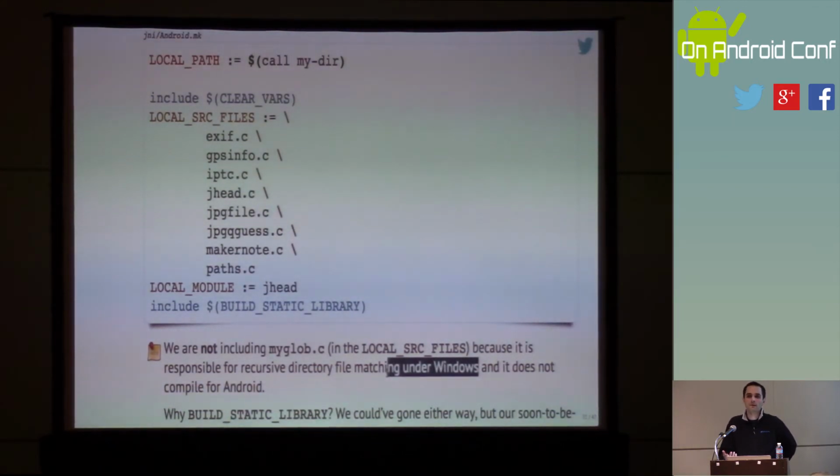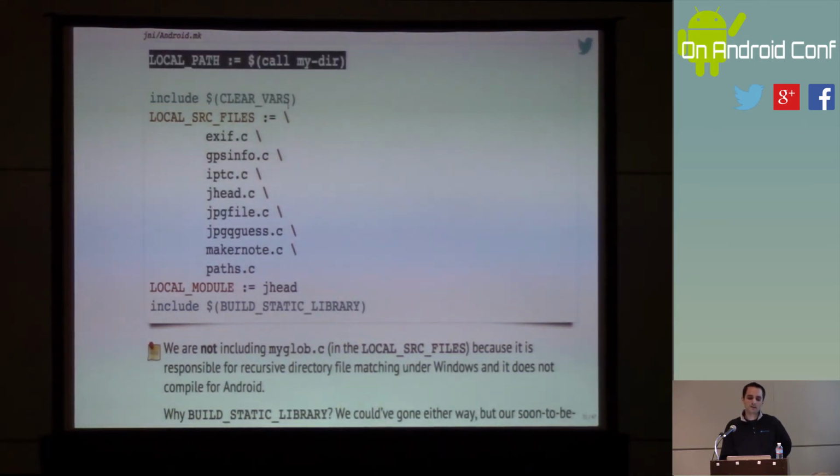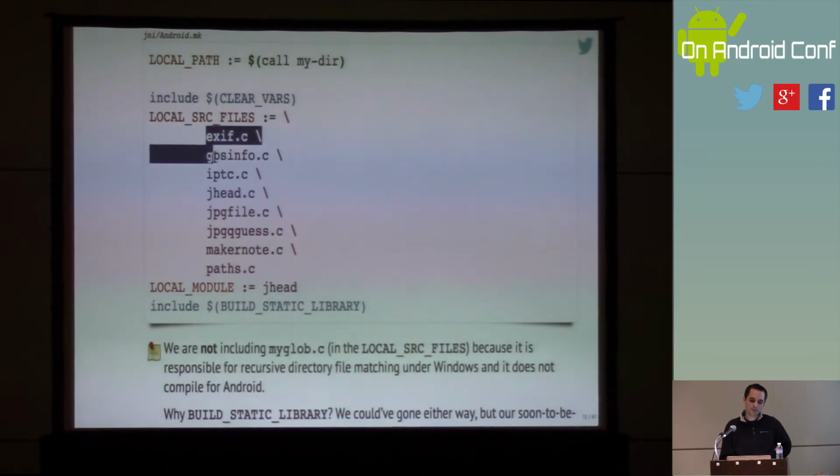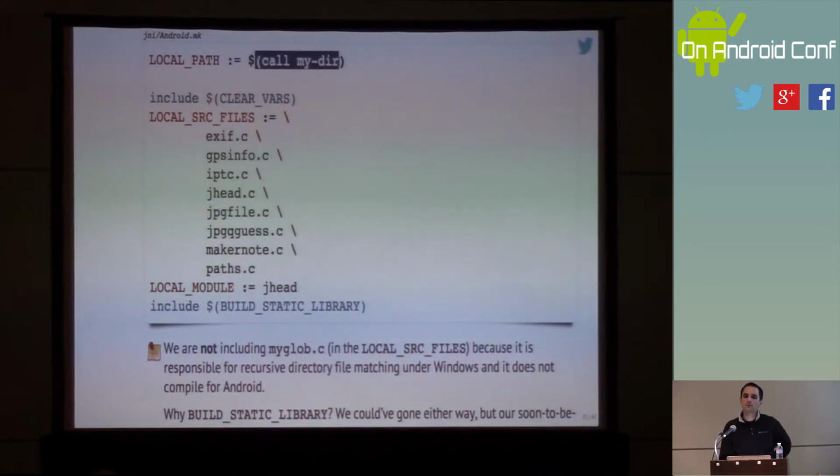So I just literally omitted it. And that was it. Now, I'll come back to this in a moment. Let me just mention this, local path. So local path is basically a setting that specifies that all of these files are relative to whatever this evaluates to, and this evaluates to the current directory where the make file itself is located.